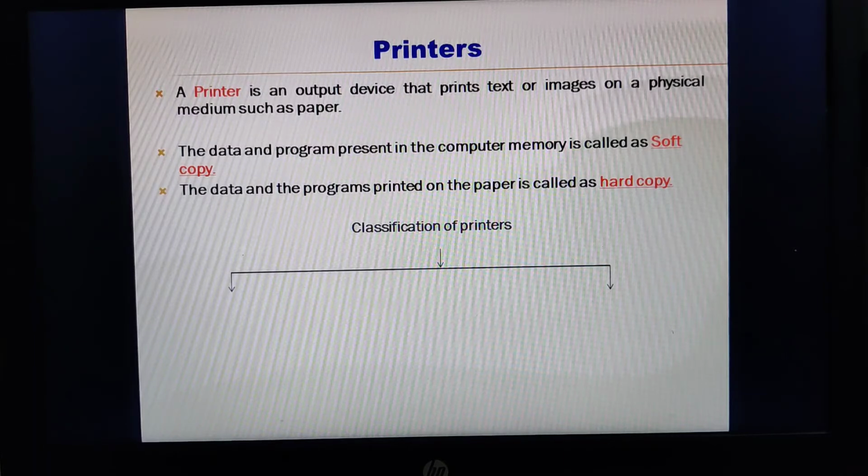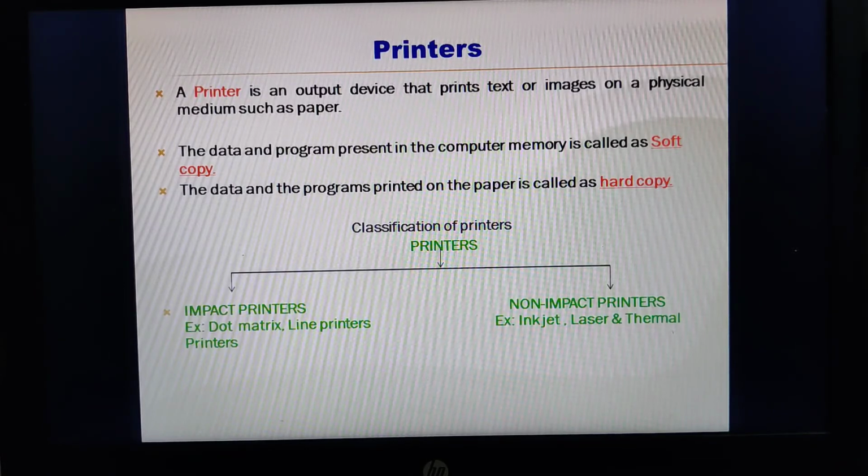Okay, now let us proceed with the classification of printers. We have two different types of printers. One is the impact printer, the other is the non-impact printer. Impact printers are those printers that print by a striking mechanism against the inked ribbon, where the paper has been placed. Such types of printers, which print based upon a striking mechanism, we call impact printers.